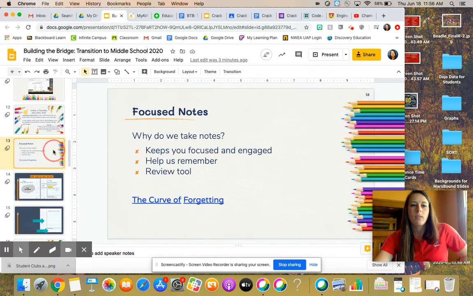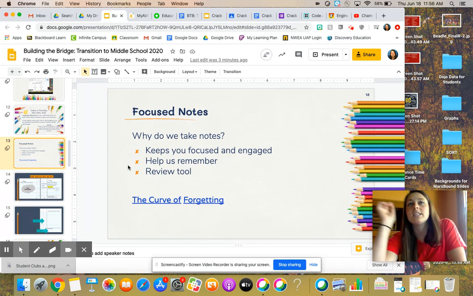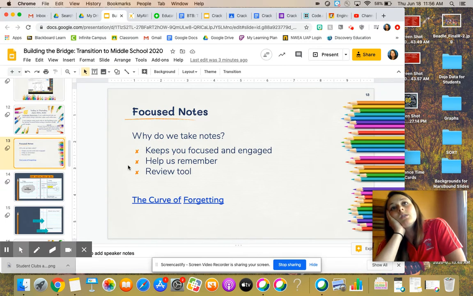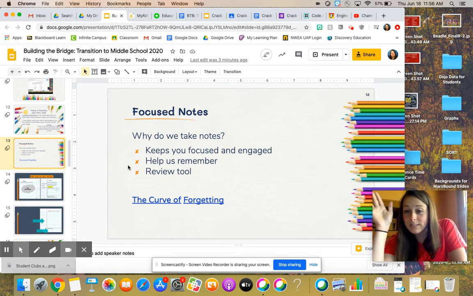So, focus notes. Focus notes are a very specific type of notes. But why do we take notes in general? One reason is to keep you focused and engaged. I don't know about you, but I've caught myself a number of times when I should be doing something else, and I start perusing or looking at things that are not productive, right? I don't know if you've ever sat there listening to a teacher talk, and as you listen, you start thinking about something, and then you realize you don't know what's going on anymore. I have been there, both as a student in school and as an adult. Okay, it happens to everybody.